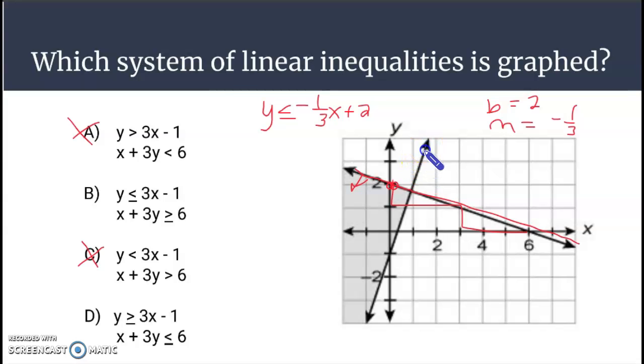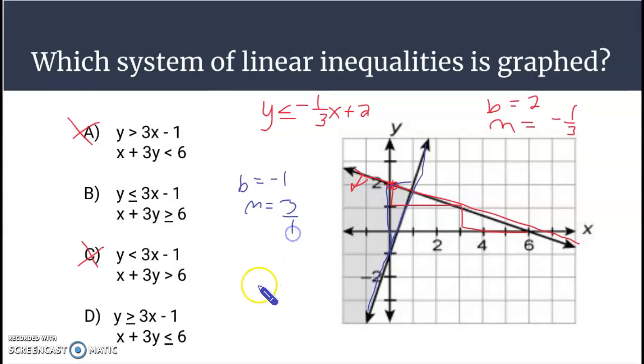Let's focus on the other line. I'll highlight that in blue here. All right, b equals -1. The slope seems to be up 3, right 1. m equals 3 over 1. So that inequality involves a y, slope of 3x, and then a -1. All right, it gets at the inequality right. Solid line, shade above, solid line, shade above. That would be greater than or equal to.